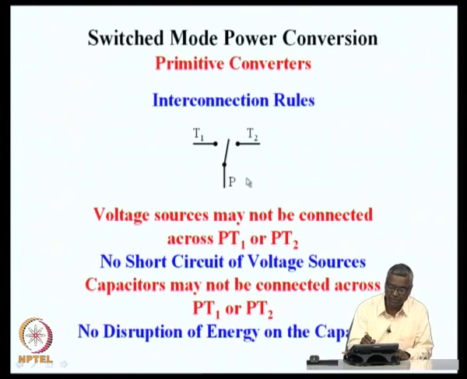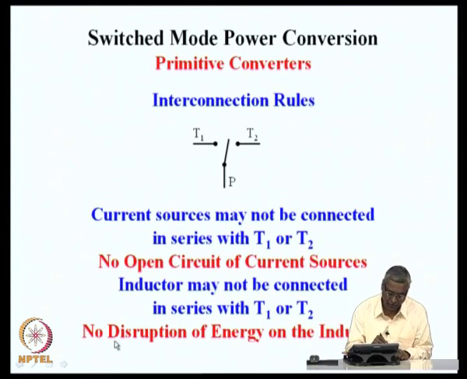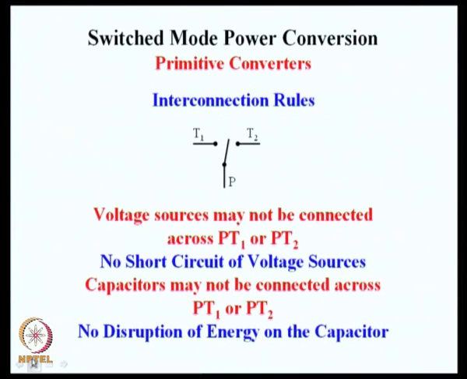So, if a switch has to be used along with a voltage source, it is very clear that we cannot connect a voltage source between T1 and P. Voltage sources may not be connected across PT1 or across PT2, because in such a case, when P is connected to T1 or when P is connected to T2, the voltage source will be short circuited, and that is not to be done. In the same way, this should be current sources here. What you see here, no short circuit of voltage sources.